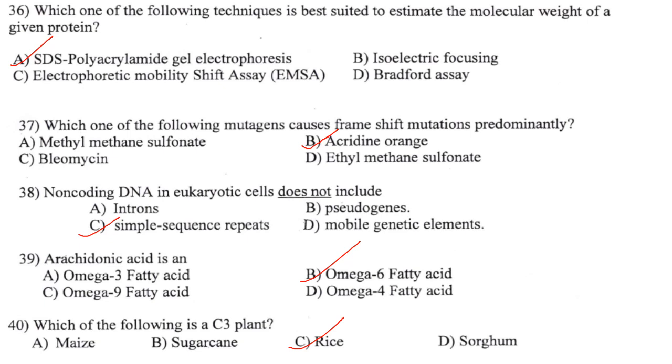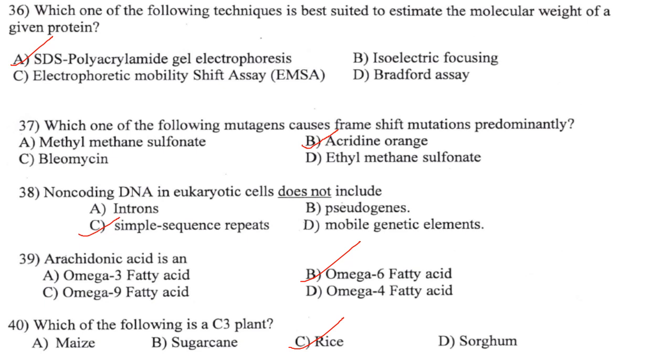Then next one. Which of the following mutagens causes frame shift mutation predominantly? So it is acridine orange. It is an intercalator. So it causes frame shift mutation, either insertion or deletions. Then next one. Non-coding DNA in eukaryotic cell does not include. So it does not include simple sequence repeats.